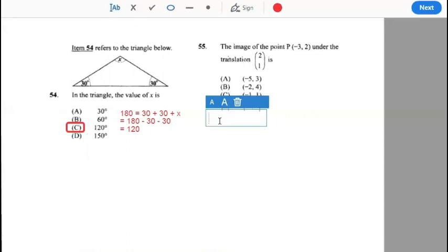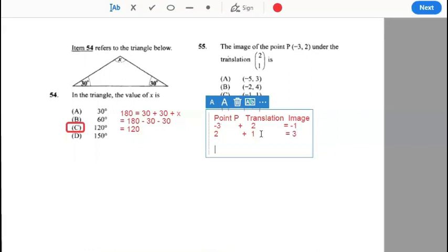Question 55, the image of the point P under the translation. So what you're doing is really and truly just adding in, guys. That's really and truly it. So point P, translation to get to our image. So point P -3 plus our translation of 2, and then we have 2 plus our translation of 1. So -3 plus 2, that will give us an image of -1, and 2 plus 1 is 3.